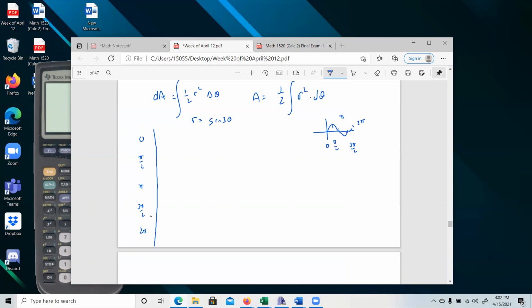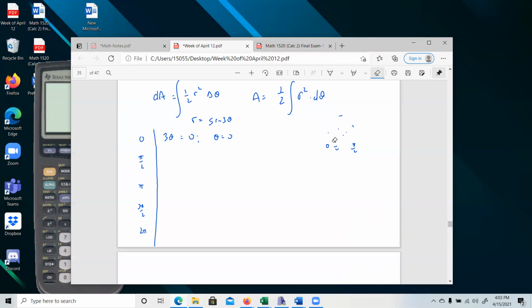The period's 2 pi. So what I do is I say, well, 3 theta, what does theta have to be for this sine to effectively be 0? Divide by 3 and we get theta equals 0. If I plug 0 in, we get sine of 0. We're right here. Let me make this a little bigger.